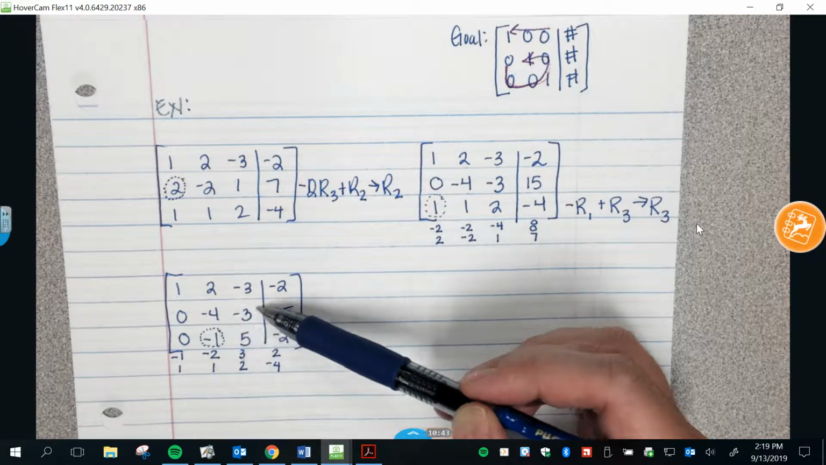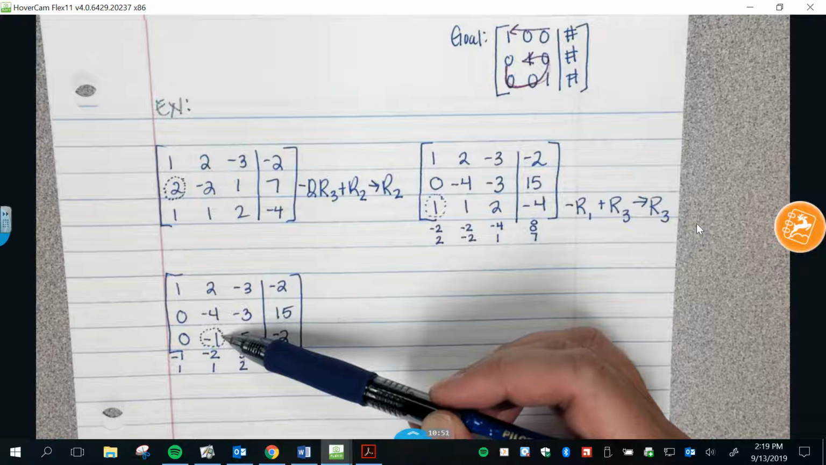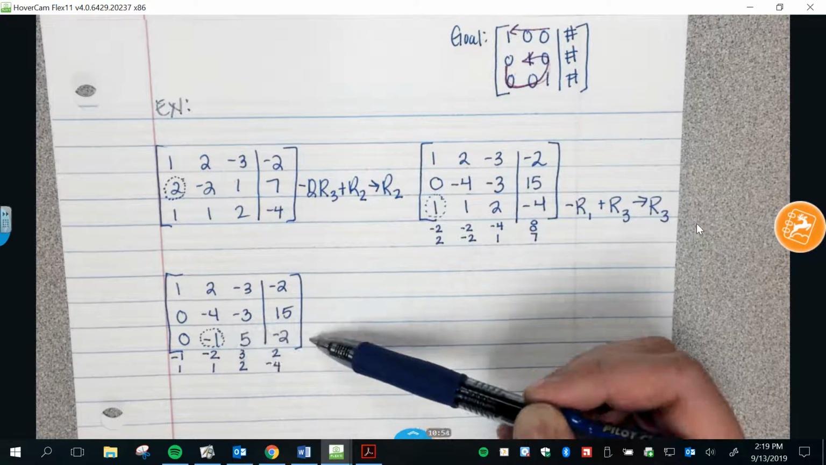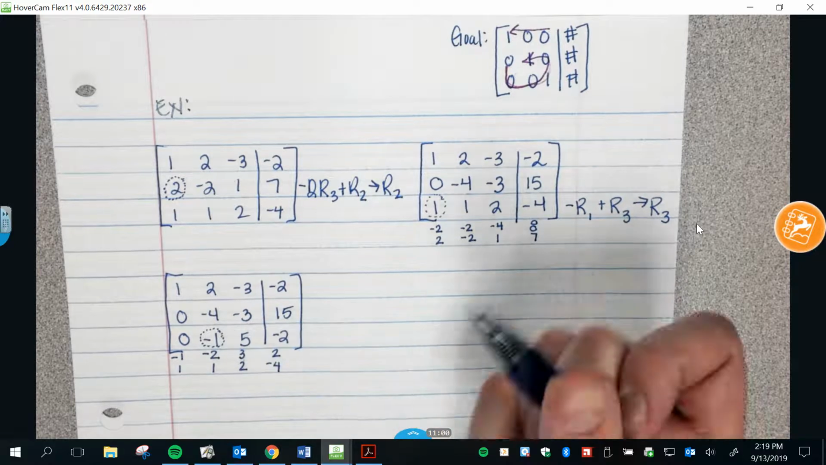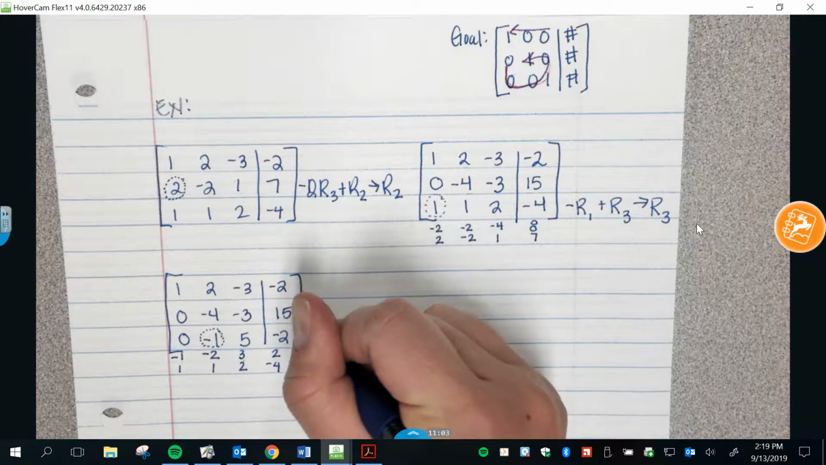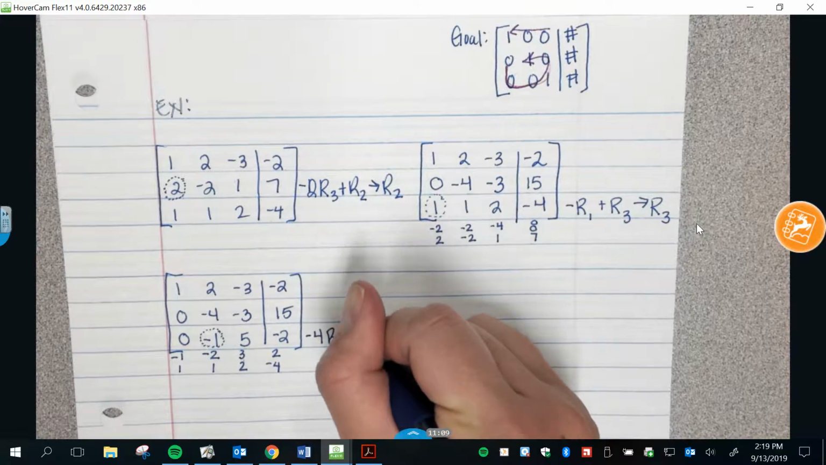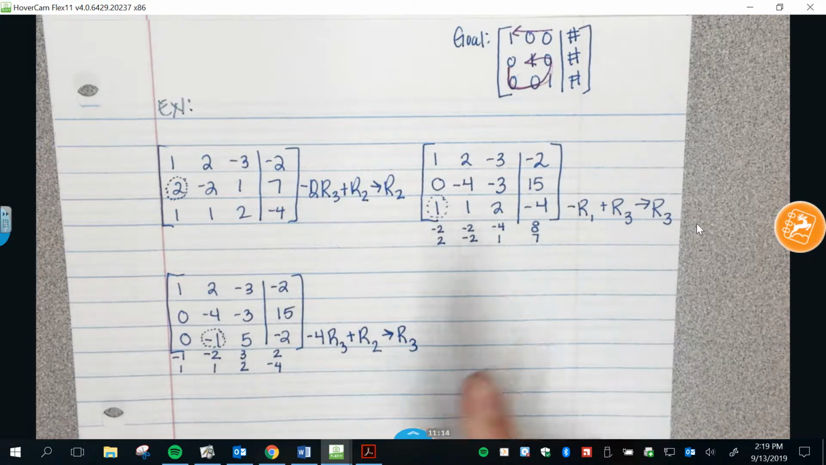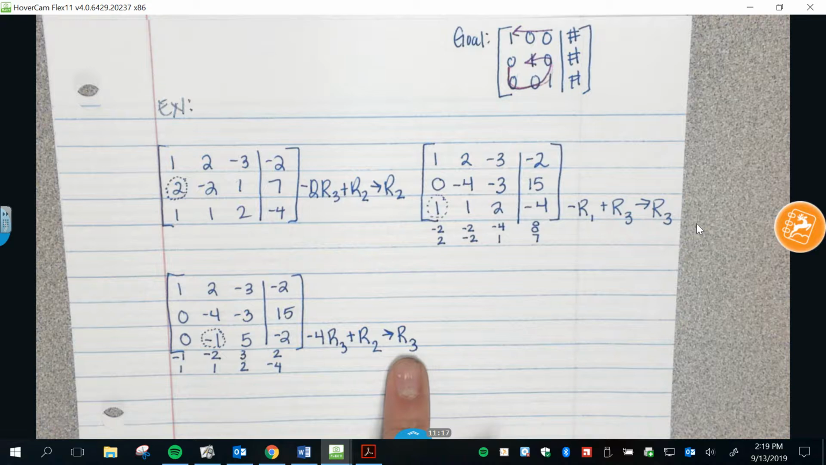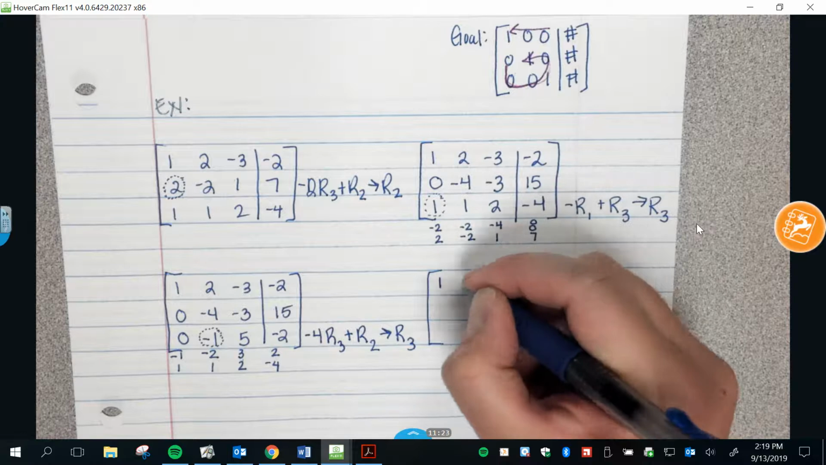So I need to use row 2. What could I do with row 2 to make this be eliminated? Think about that. Yeah, exactly. Multiply row 3 by -4, because that'll make this one +4. So that's going to be -4 times row 3 plus row 2 into row 3, because row 3 is the one I'm replacing. I'm not changing the first 2 rows, so I rewrite those as they are.